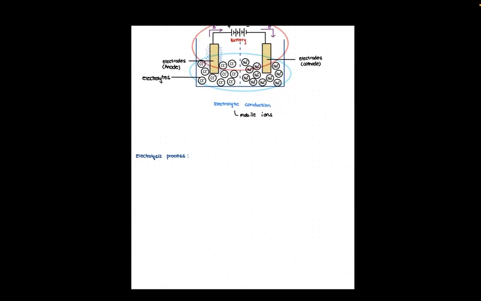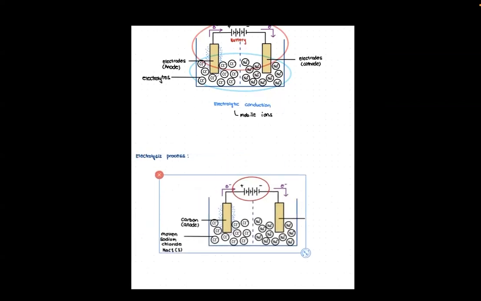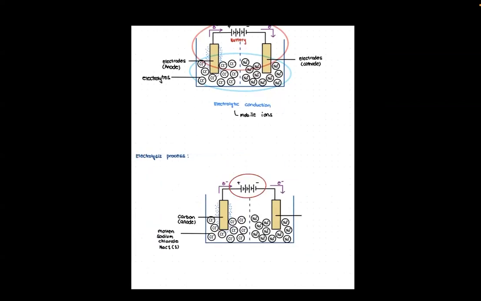Okay, we first have the same thing, our electrolytic cell. For this example, we will use our molten sodium chloride. You can see we are going to use carbon, which is an inert electrode.